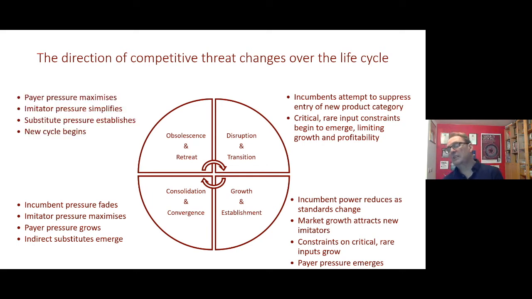Towards the end of the life cycle, the market commoditizes and price pressure becomes its most intense. And as a new cycle begins, a new technology starts to emerge and compete with you. So again, it doesn't matter that you don't think of them as competitors, they are strategic competitors.